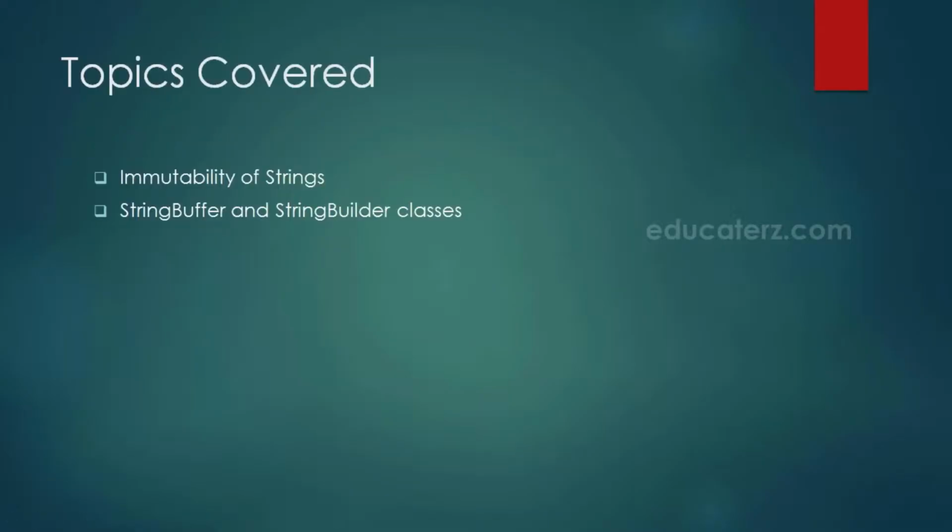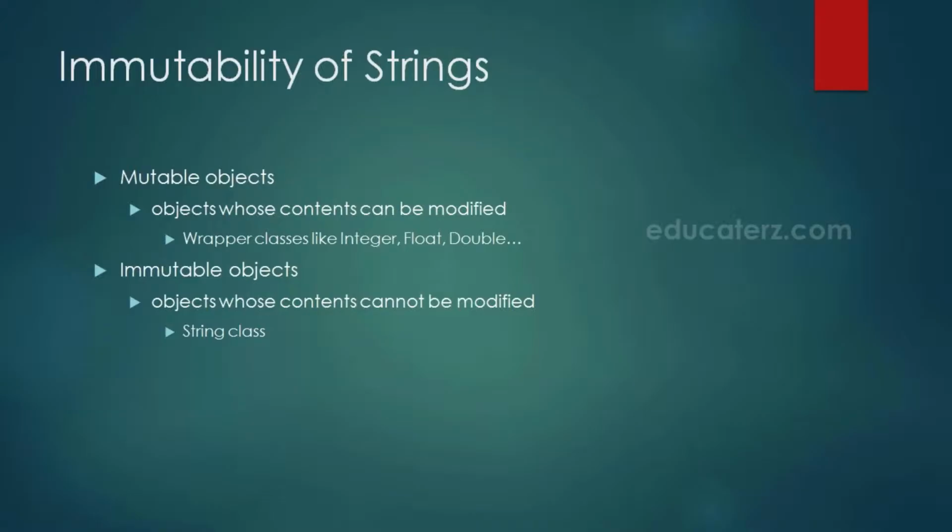In this session, we are going to see what is immutability of strings and few classes like StringBuffer and StringBuilder. So we can divide objects basically into two types: mutable objects and immutable objects. Mutable objects are those objects whose contents can be modified, like integer, float, double, all the wrapper classes come into mutable objects. And immutable objects are those objects whose contents cannot be modified. That is, once created, those contents cannot be modified. Like String class objects are immutable. So to understand this, let us take an example.